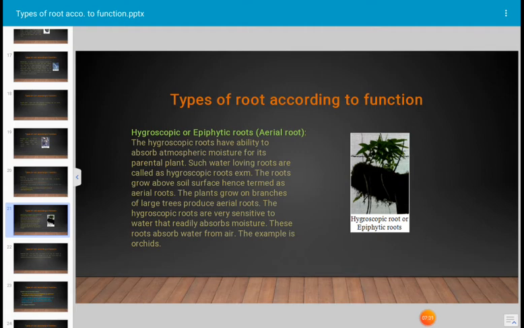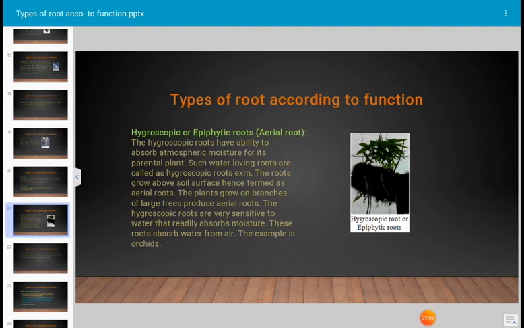Hygroscopic or epiphytic roots, or these are also called aerial roots. The hygroscopic roots have the ability to absorb atmospheric moisture for the parent plant. Such water-loving roots are called hygroscopic roots. The roots grow above soil surface, hence termed as aerial roots.